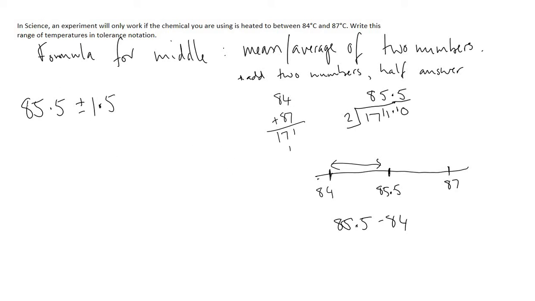And let's just do a quick check. 85.5 add on 1.5. If I add the 0.5s together, I'm getting a whole unit. 85 plus 1 unit, 86, 1 more whole unit there, it's 87. Okay, so that is going to work out. And let's just put in my units, degrees C. Okay, so two approaches, a common sense drawing a picture approach and a formula approach where you add the two numbers and then half your answer. Okay, great, that's how to do tolerance notation.